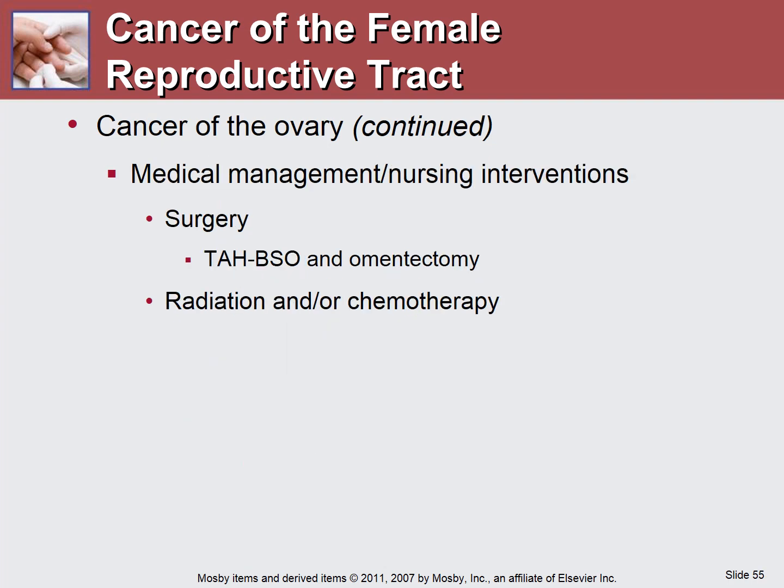Again, for treatment, they would do the surgery, hysterectomy, or since this is ovarian, they can remove the tubes and the ovaries. Radiation and chemotherapy can be used as well. Next slide.